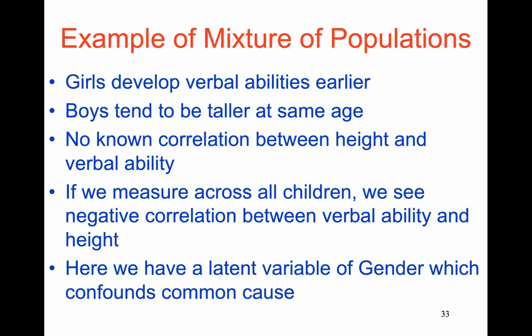Here we have a latent variable of gender, which confounds the common cause. So this says there is a third variable here. It's a latent variable, gender, and that ought to be accounted for. And so it is not a case of causation, but just correlation. So correlations can be so widespread.